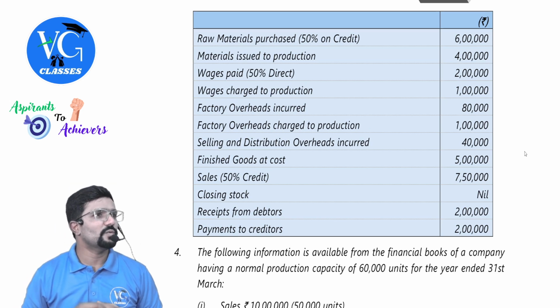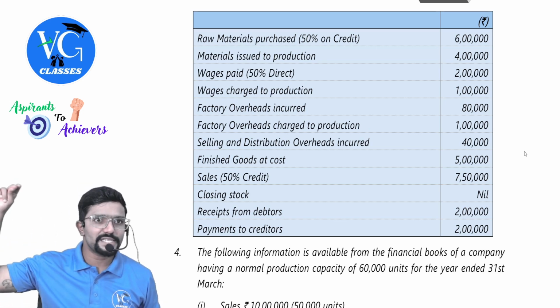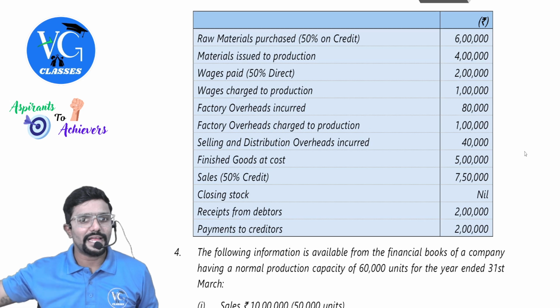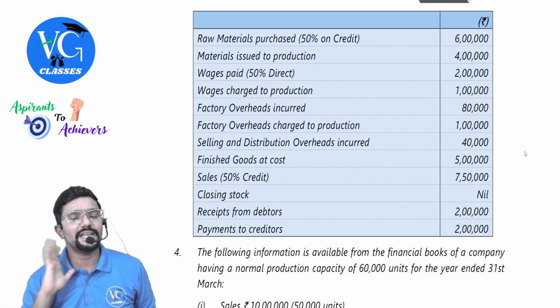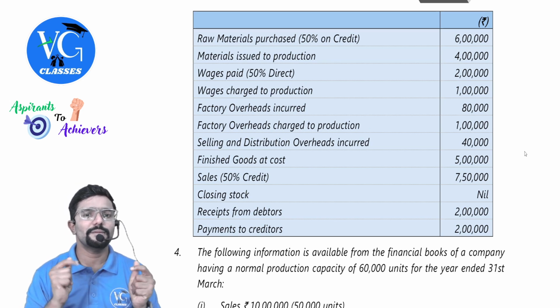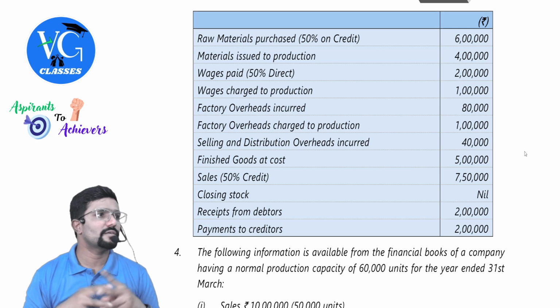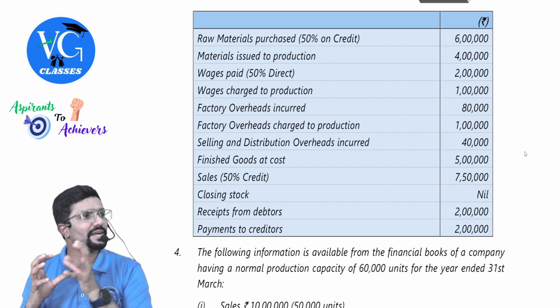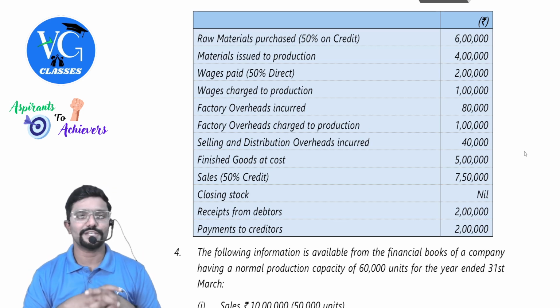Stores ledger account debit 6 lakh, to bank 3 lakh, to creditors 3 lakh. Or payables. You can use either creditors or payables. Then material issued to production 4 lakh. What is the entry? WIP control account debit, to stores ledger.